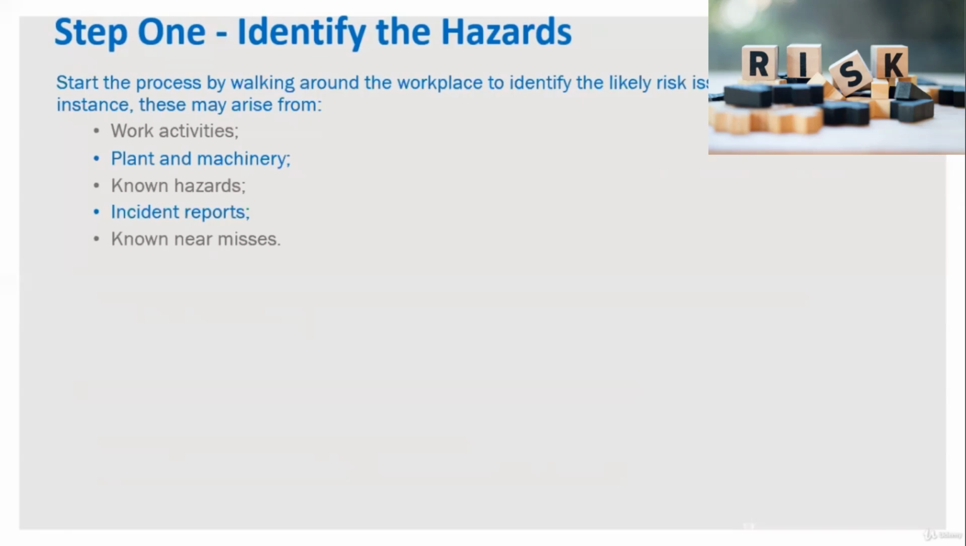So incident reports: based on unpleasant occurrences, we are reporting the incidents and known near misses. From the previous year's incident reports, you will identify all the known near misses, hazards, risks or incidents reported in the previous year. These kinds of things you will identify to make the control measures for the company.